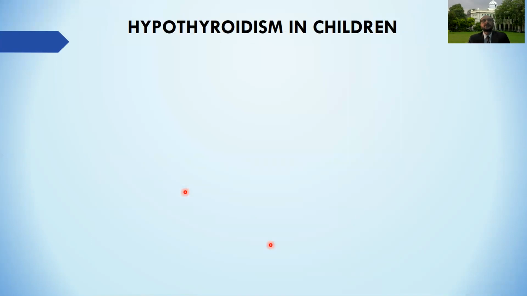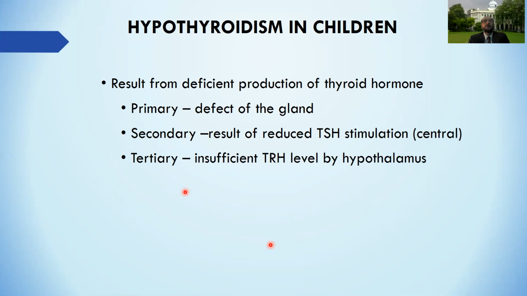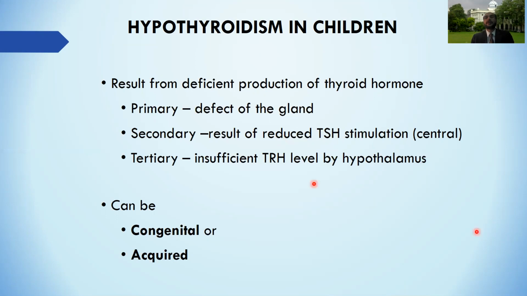Now, hypothyroidism, as you would understand, is because of deficiency of the thyroid hormones, which can occur because of a defect at the thyroid gland level, the primary hypothyroidism, or as a result of reduced TSH stimulation, the secondary hypothyroidism, also called central hypothyroidism, or insufficient thyrotropin releasing hormone by the hypothalamus, the tertiary hypothyroidism. Now, these can be both congenital and acquired. What we are going to talk about today is acquired hypothyroidism. But I want you to remember that congenital hypothyroidism is also very, very important. As a matter of fact, as we have discussed in the development of the brain, it is the thyroid hormone which plays a very important role. So we need to understand and learn about congenital hypothyroidism as well.